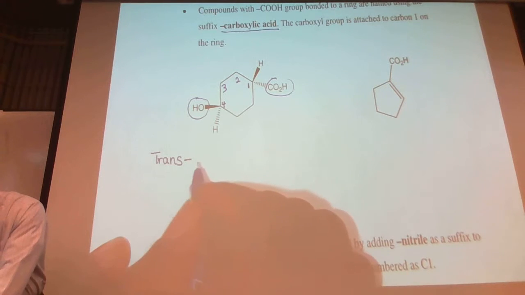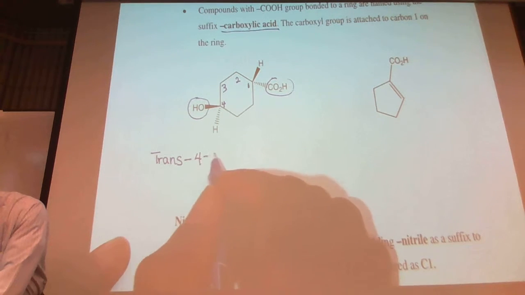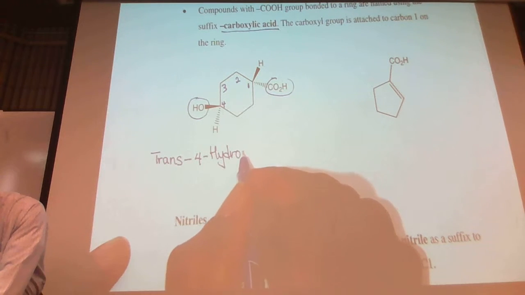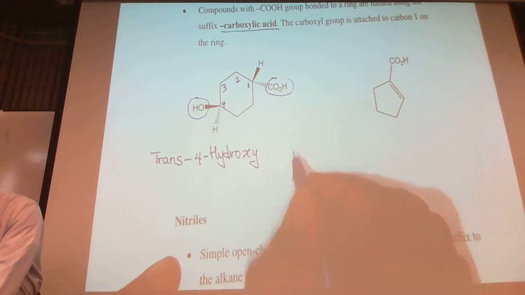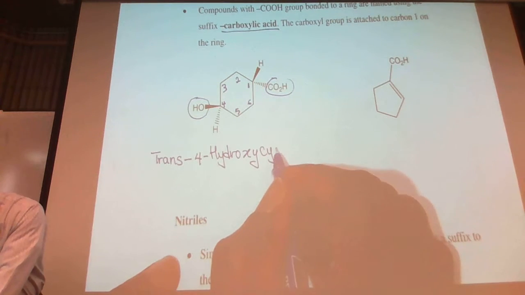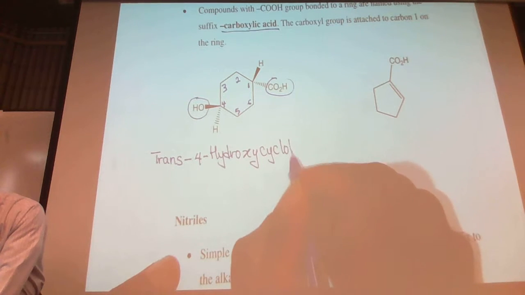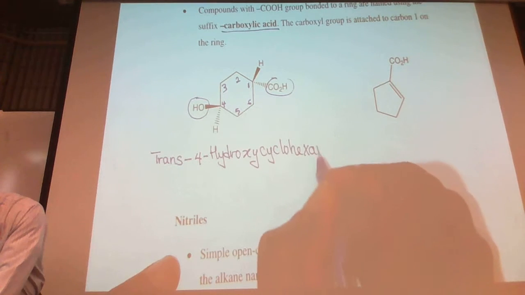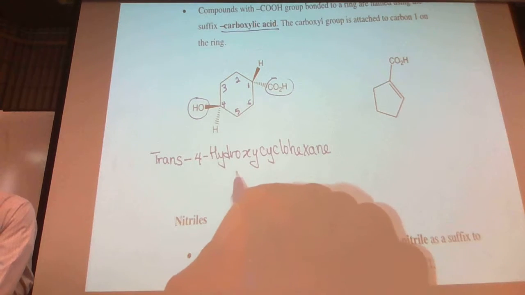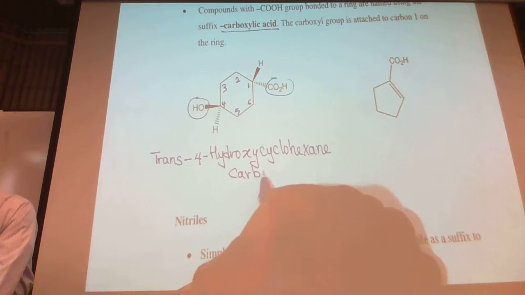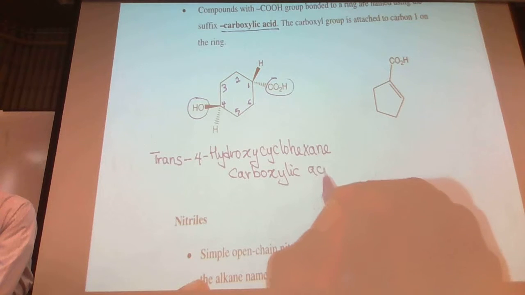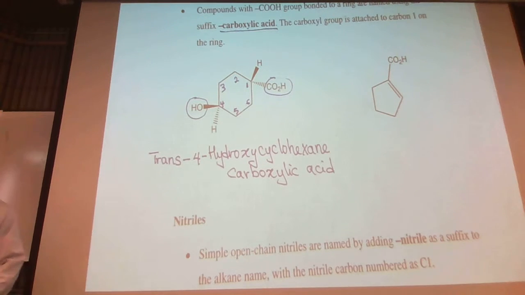You indicate the position of the substituent, so 4-hydroxy, cyclohexane. Long name, right? Carboxylic acid. I'm going to write it down here so that it doesn't overlap.